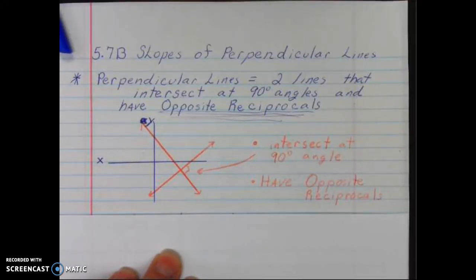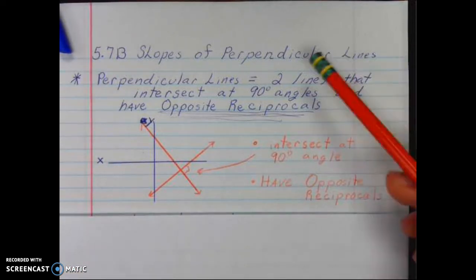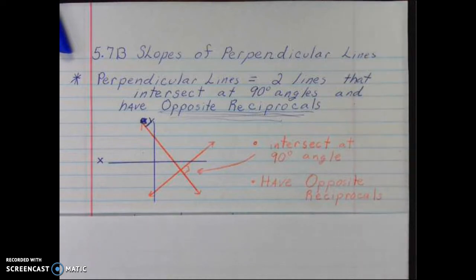All right, today we're still in 5-7, but as you know, this is part B, and we're going to be covering slopes of perpendicular lines. So what I need you to do is hit pause right now and copy this stuff down. All right, so now that you have this copied down, let's take a look at our definition.